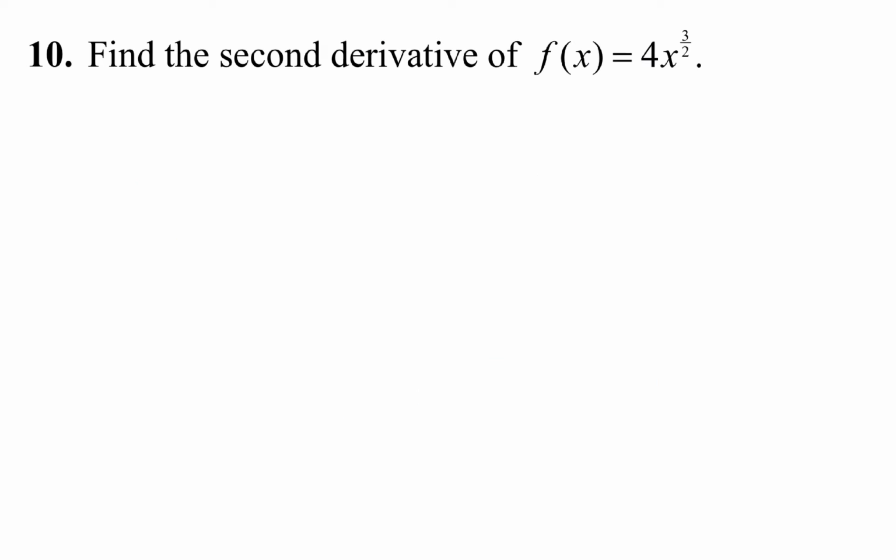Now problem 10 says find the second derivative. So to find the second derivative, we need to find first the first derivative. And again, we differentiate the first derivative and we obtain the second derivative. So what will be f prime of x? F prime of x will be 3/2 multiplied by 4, x. 3/2 minus 1 is 3/2 minus 1, which is 2/2.